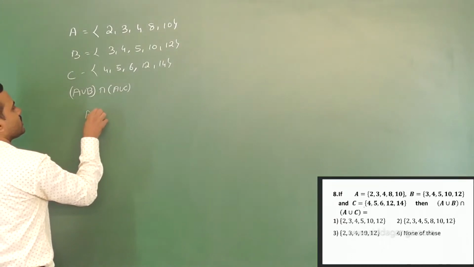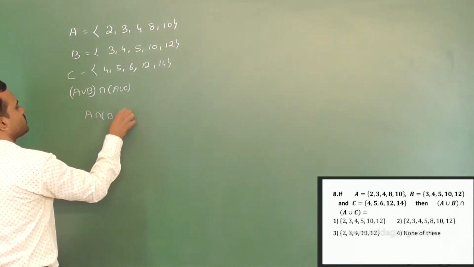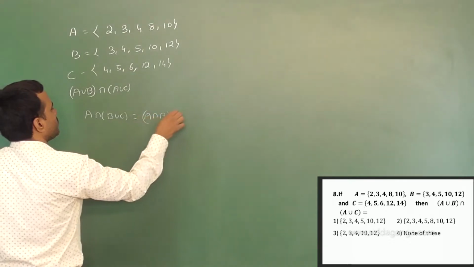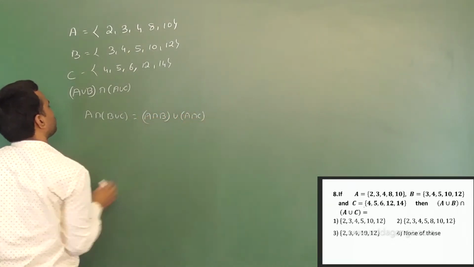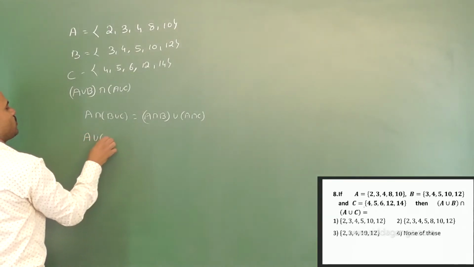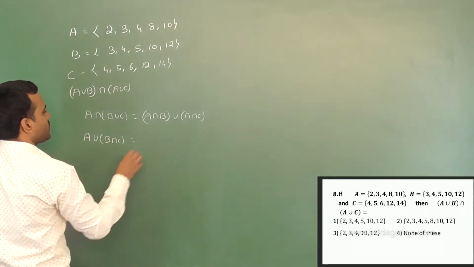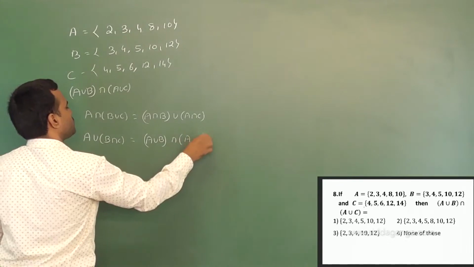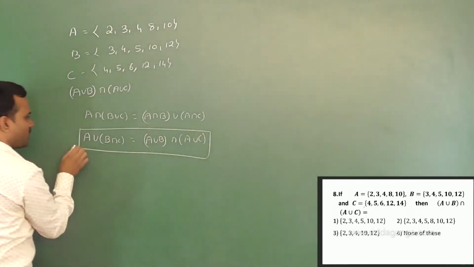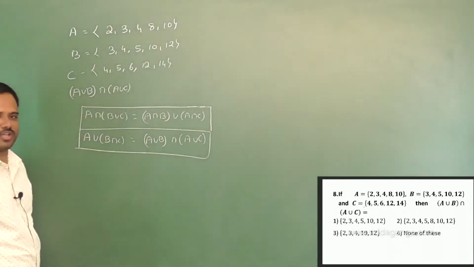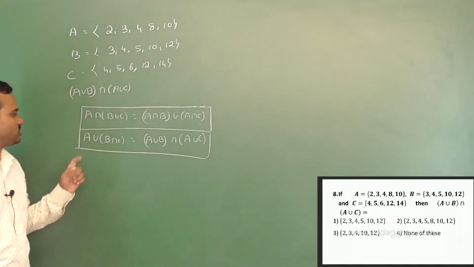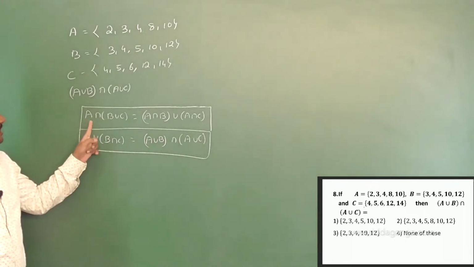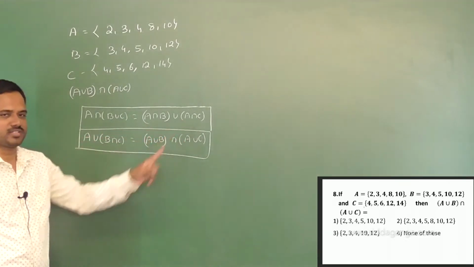A intersection of B union C we can write as A intersection B union A intersection C. One more result: A union of B intersection C we can write as A union B intersection A union C. These two laws we call distributive laws. We discussed them in the theory class.